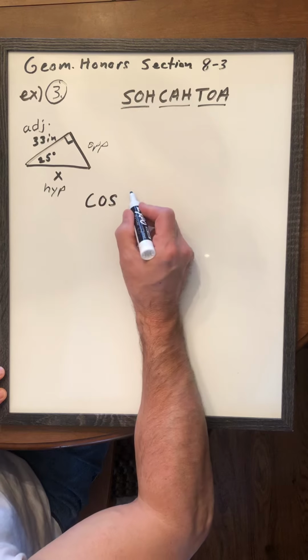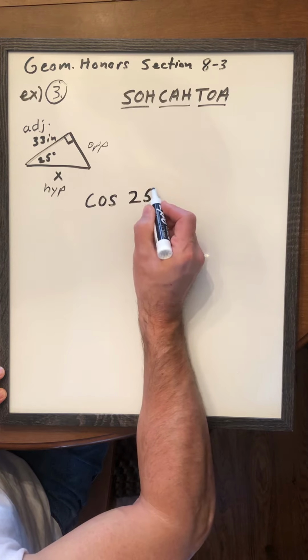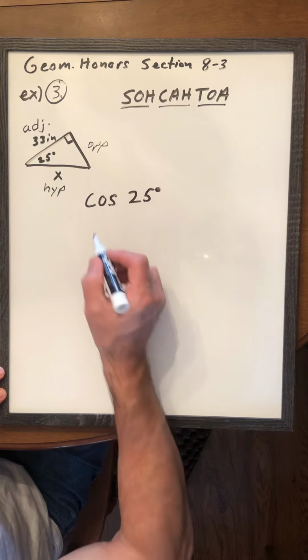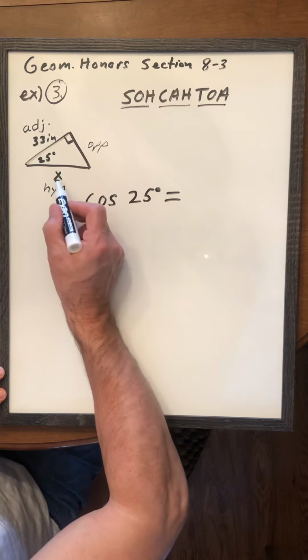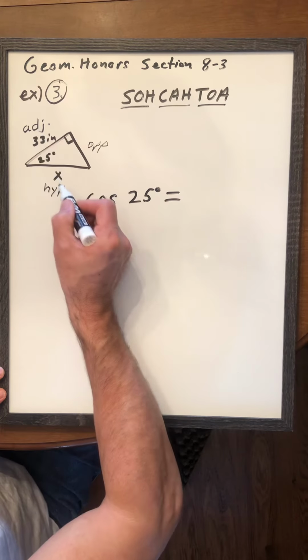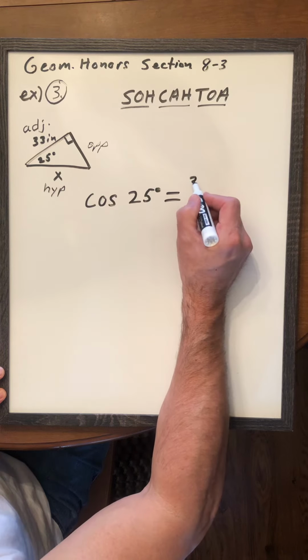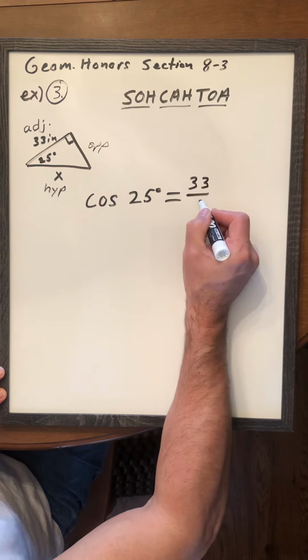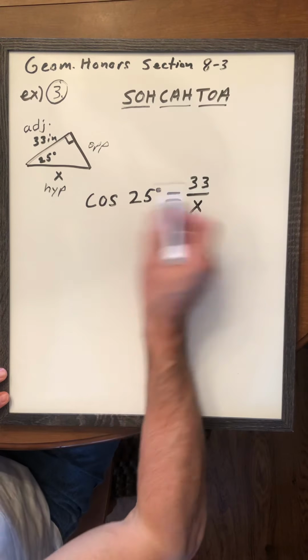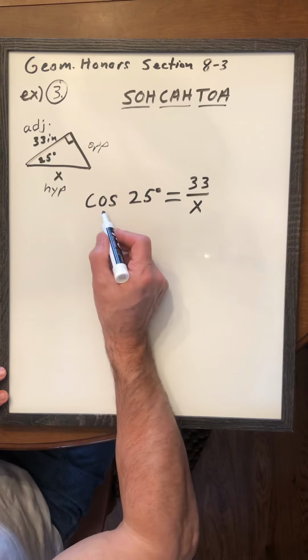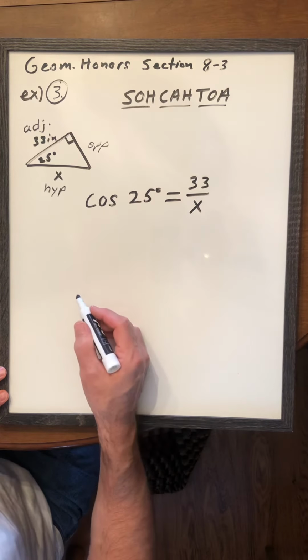Cosine, and the angle degree that they gave me is 25 degrees. That always goes on the side where you have sine, cosine, or tangent. Equals, and then the ratio would be the adjacent over the hypotenuse. So it would be 33 over x. All right, so there's my setup. Cosine 25 degrees equals 33 over x.